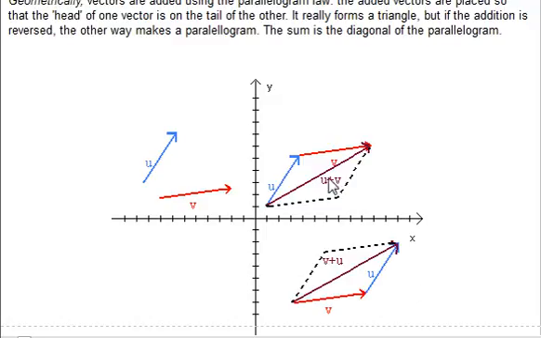But you can see now why it's called the parallelogram law, because look what this forms, a parallelogram. And oftentimes, to calculate the angles necessary, we might need to use the fact that there's 360 degrees in a parallelogram as opposed to 180 degrees in a triangle. So hence it's called the parallelogram law.